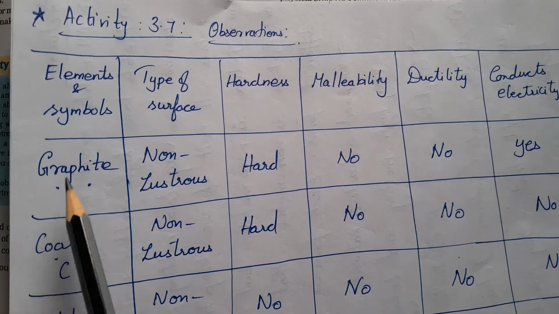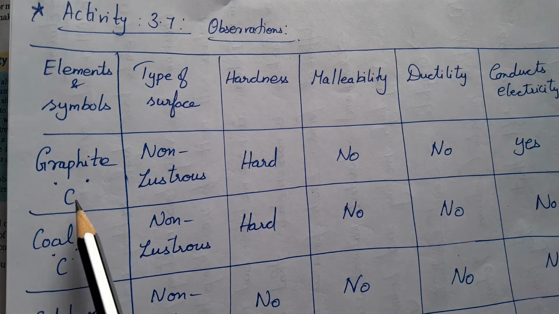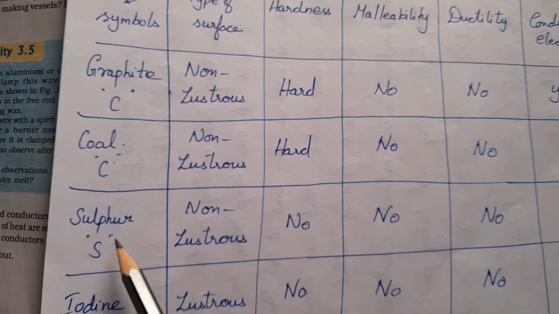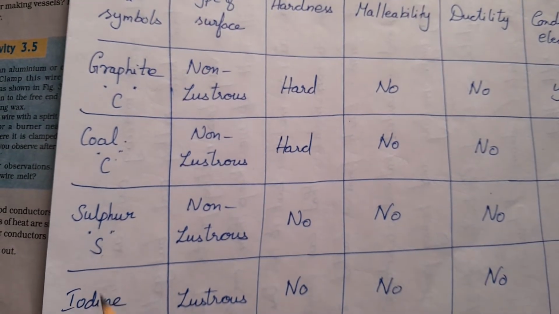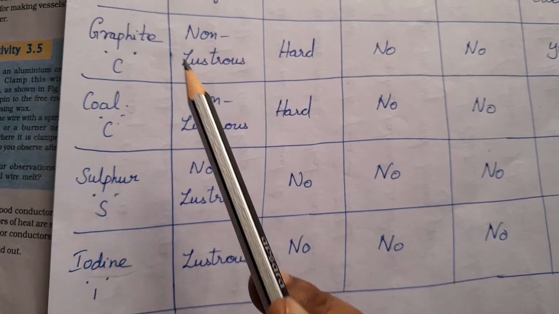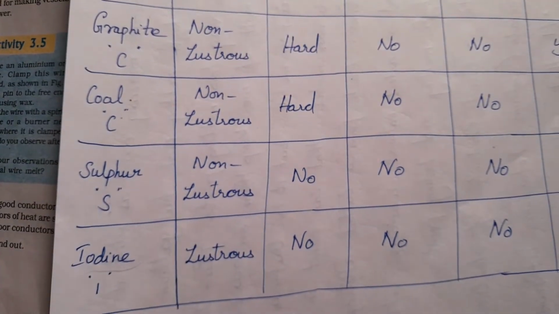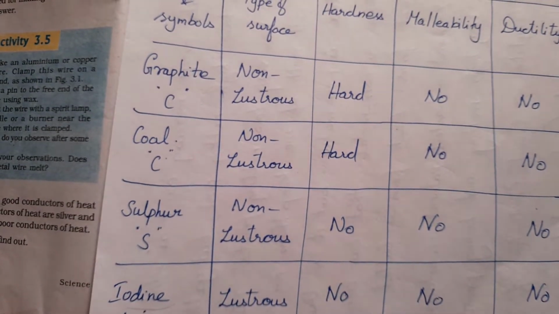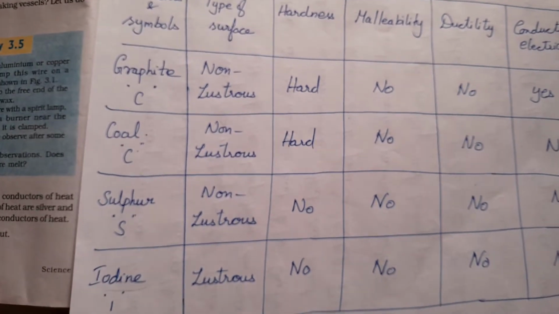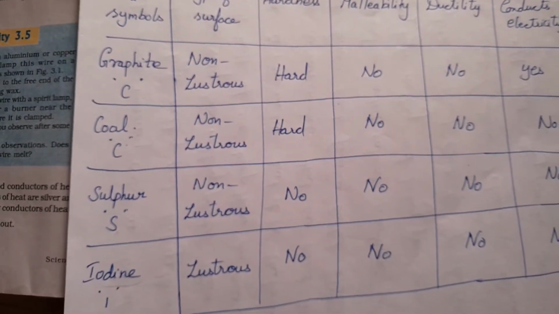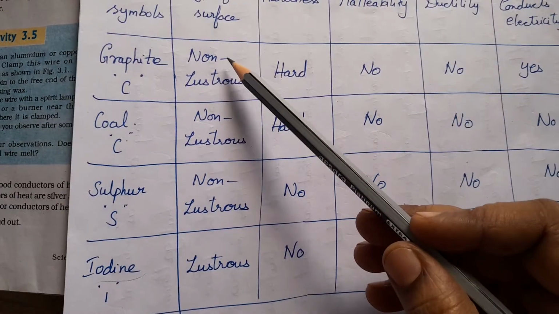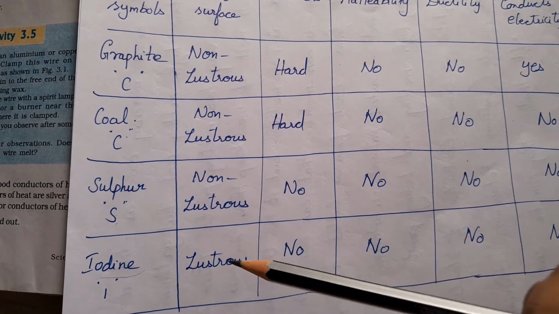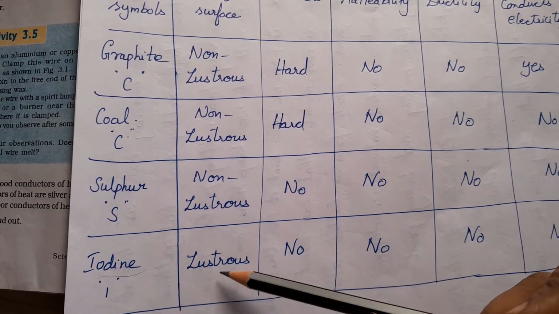We have the elements. First one is graphite, represented by the symbol C, and coal represented by C, and sulfur is represented by the symbol S, and iodine is I. These are the elements and symbols we are going to see. First we'll see the type of surface. You know that metals are lustrous, right? So here graphite is non-lustrous, coal is non-lustrous, and sulfur is non-lustrous, but iodine has lustrous property. Though it is a non-metal, it has a lustrous property.